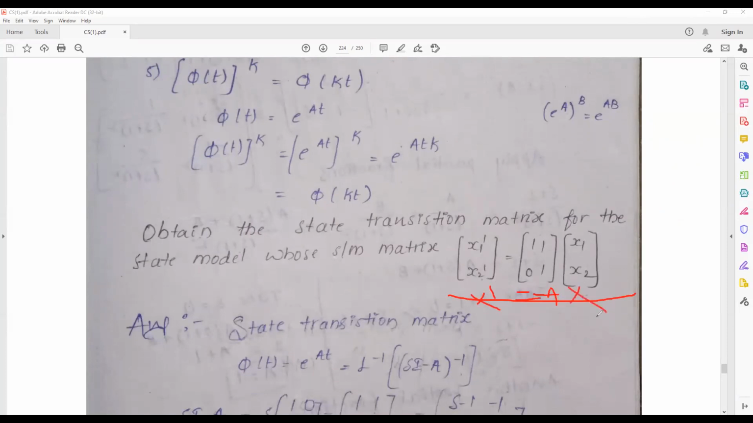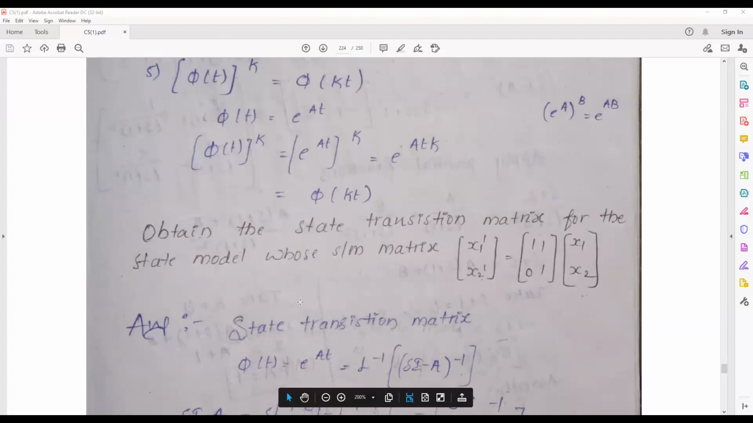So what we have to do is obtain the state transition matrix. The given matrix is a 2x2 matrix, 1 1 0 1. It is a very simple problem and a very important one. The given A matrix is 1 1 0 1. Obtain the state transition matrix.